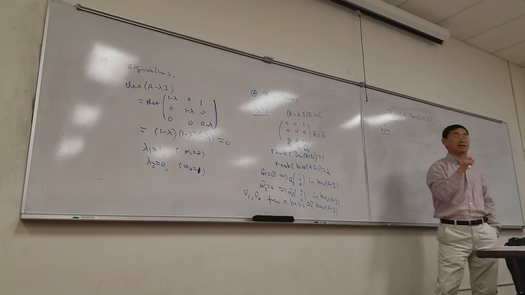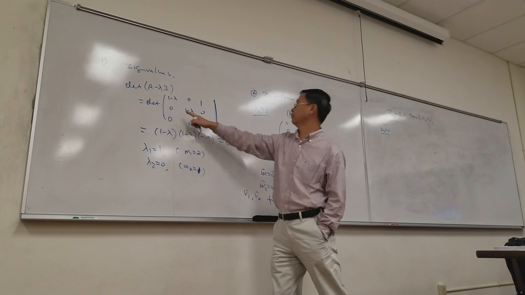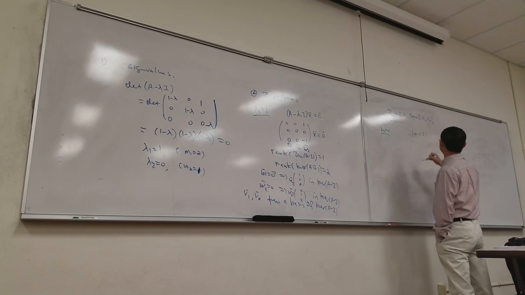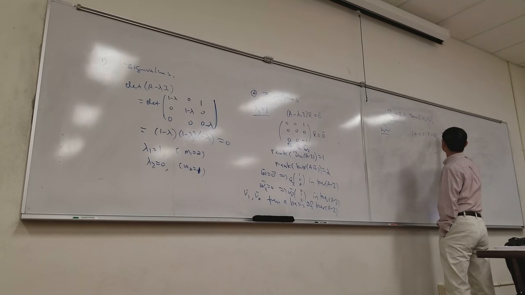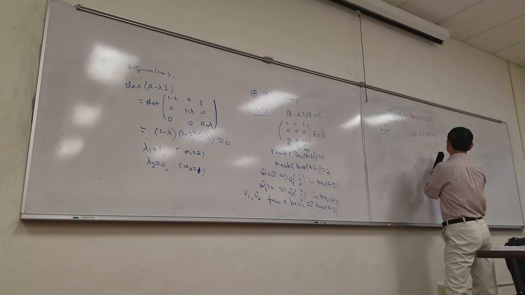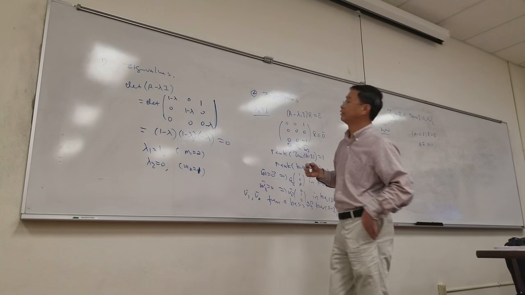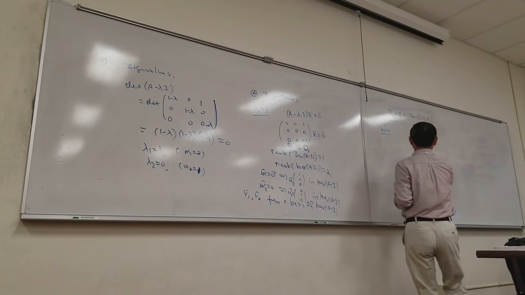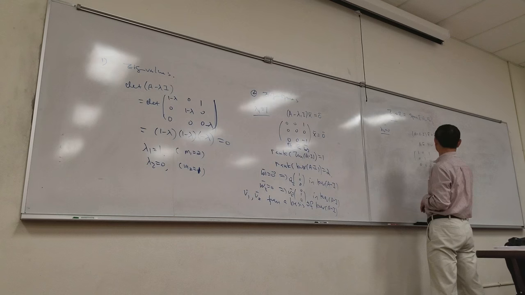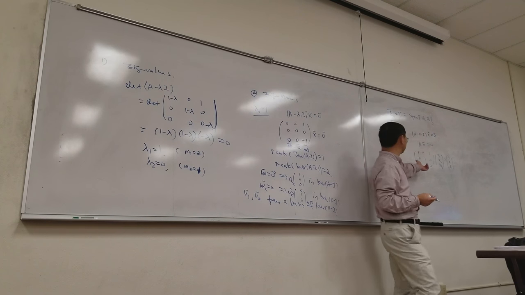Okay, let's try to find when lambda 2 is 0. Let's find the eigenspace for eigenvalue 0. So when lambda is 0, we have A minus 0 times the identity, times x, equal to the 0 vector. So this disappears, and now it is just matrix A times x equals 0. And what is A? It is just A without lambda: 1, 1, 0, 1, 0, 1, 0, 0, 0. So x1, x2, x3 equals 0, 0, 0. This one is already the reduced row echelon form.